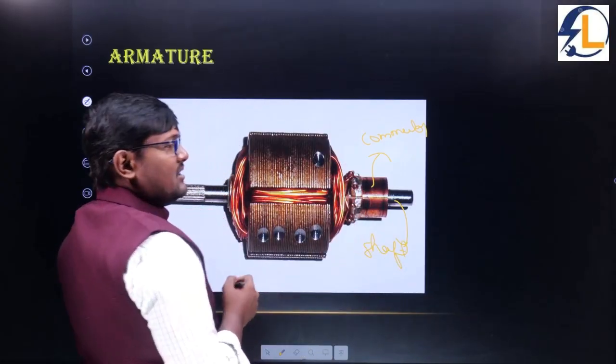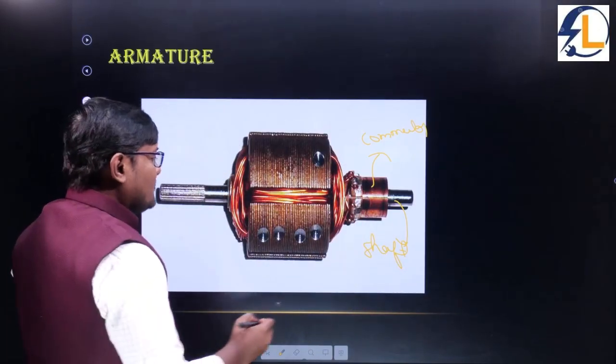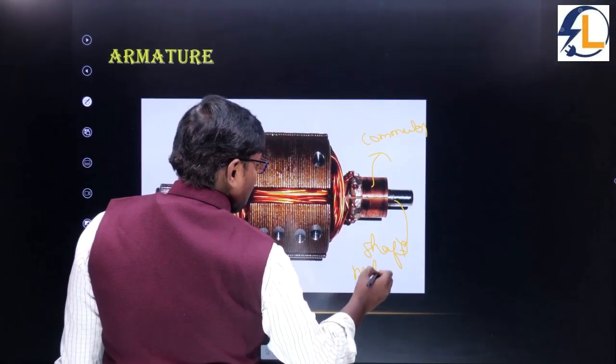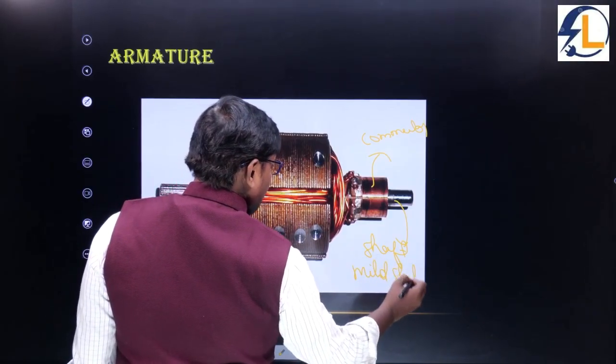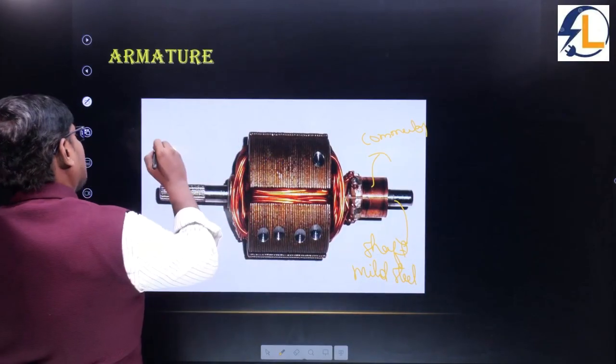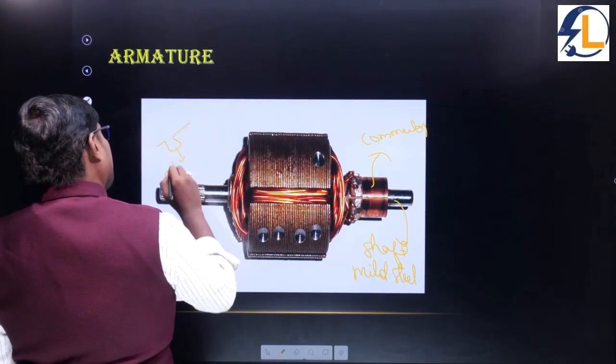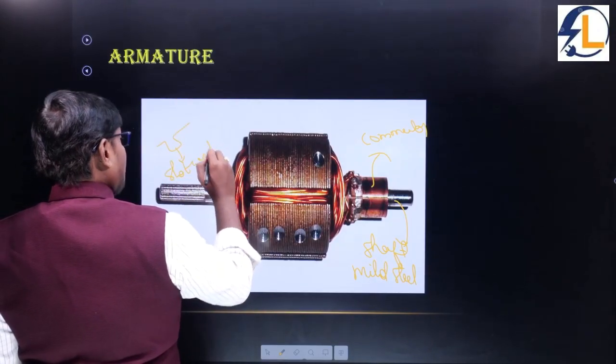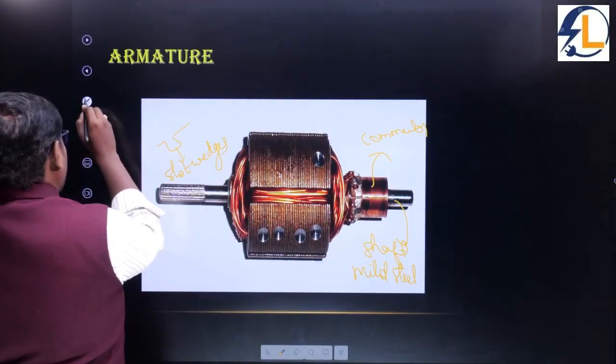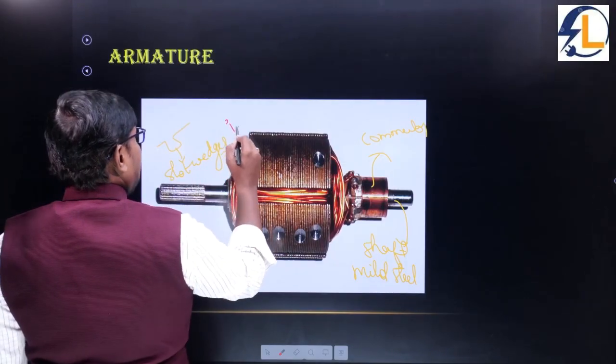The shaft is made up of mild steel. You have to remember the materials. The materials are very, very important. And so the slots are provided, right? These are called the slot wedges in a DC machine. This is also a very, very important question. It is repeated so many times. Slot wedges in a DC machine.